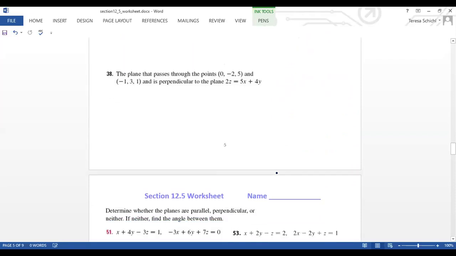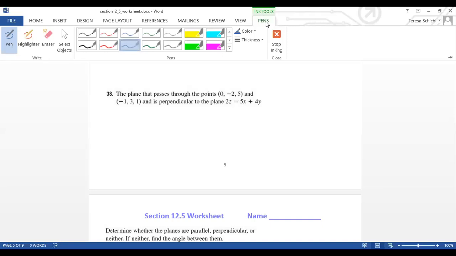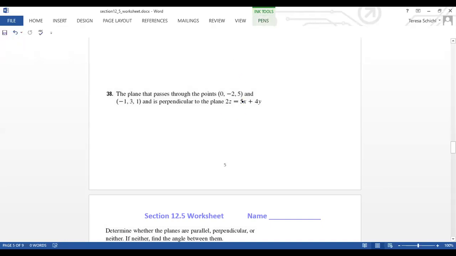All right, so this is number 38 here. Let's see, what do we need to do? Remember, when you do a plane, you need to find the normal vector. They said the plane passes through the points 0, 2, so this plane has these two points. And these two points will define a line, right? So they'll define the directional vector.